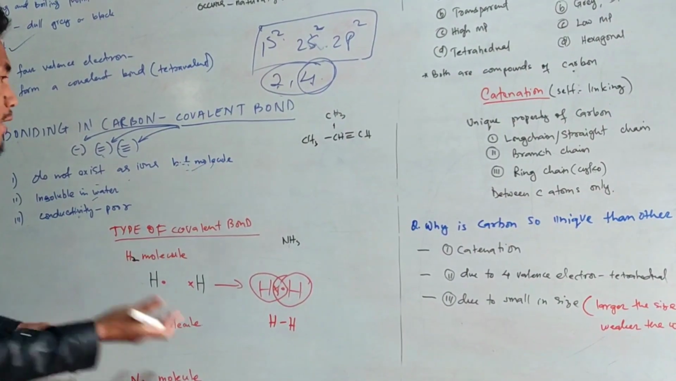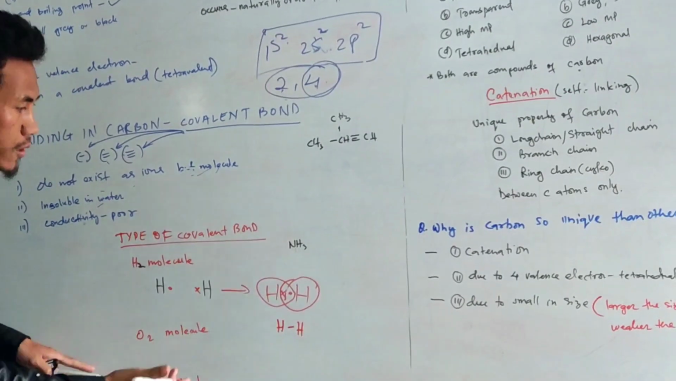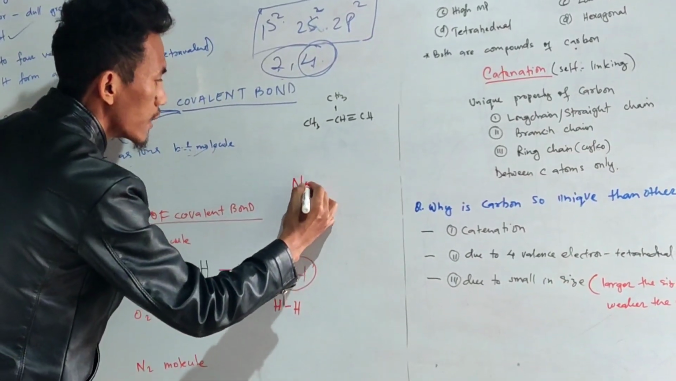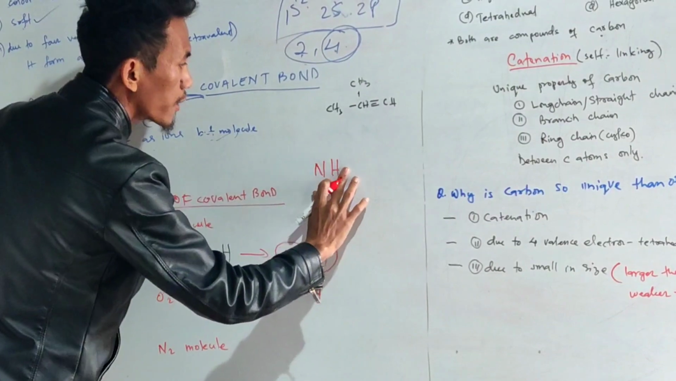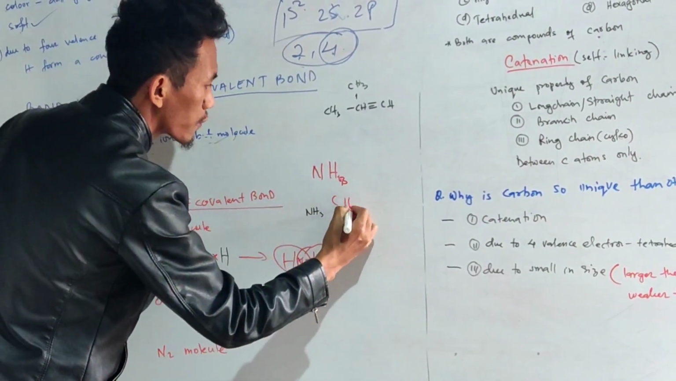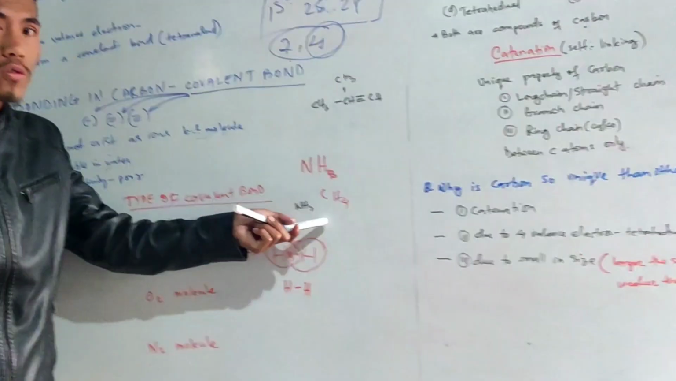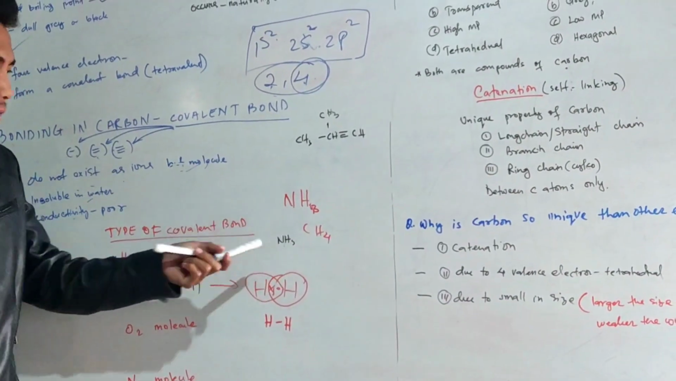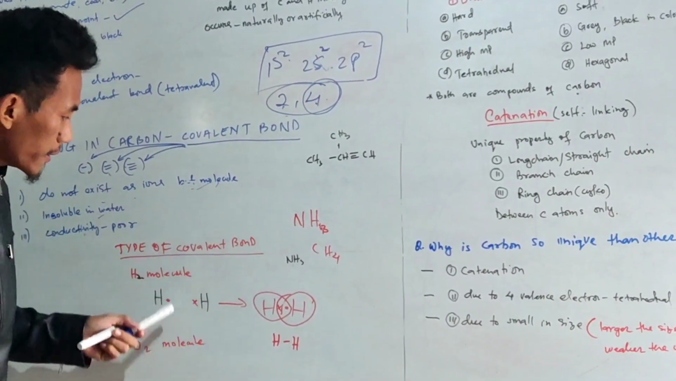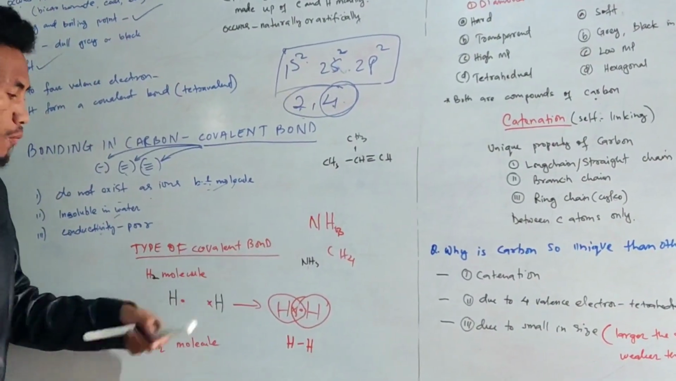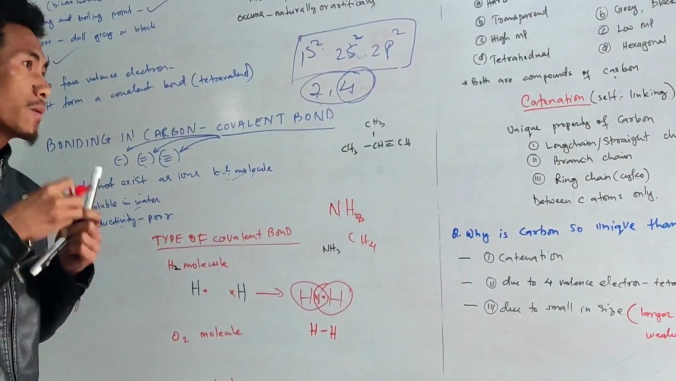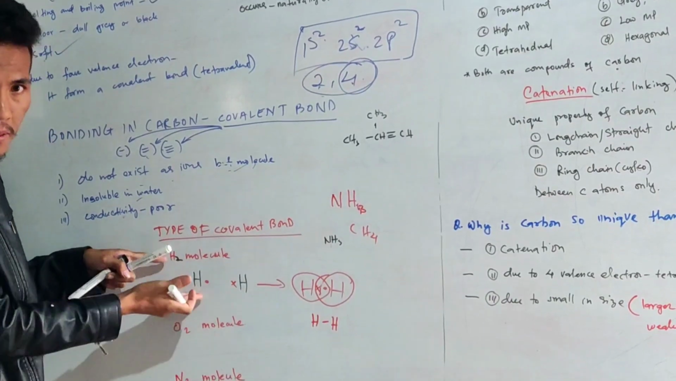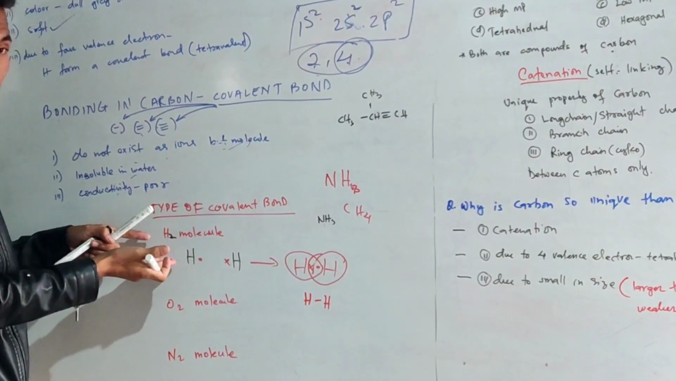Not only these three, we can also try NH3 and CH4 methane. You can also try this too. So molecules can form a single bond, a double bond, or a triple bond. This is just an example.